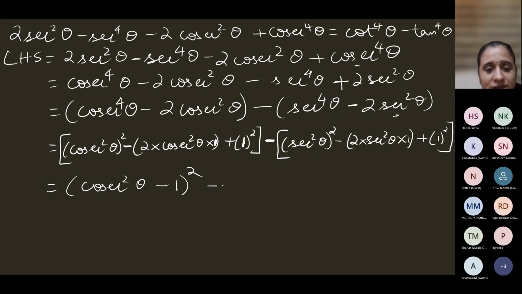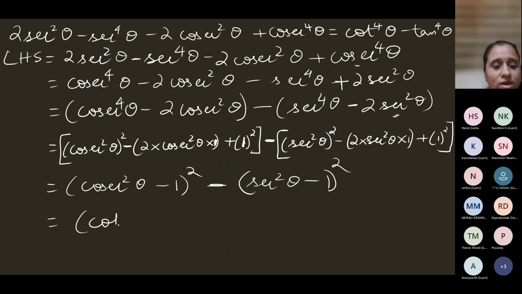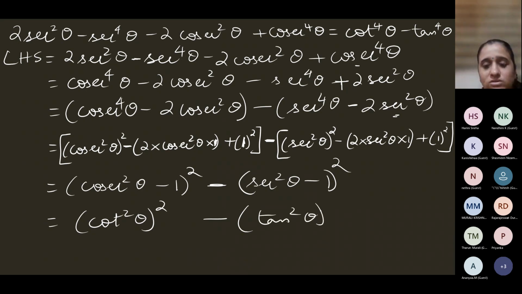This is in one bracket minus. The next one is like x square minus 2xy plus y square, which is x minus y the whole square. This is x. X minus y the whole square. X square minus 2xy plus y square. X minus y the whole square. X is secant square theta, y is 1. Now cosecant square theta minus 1 is cot square theta, the whole square, minus secant square theta minus 1 is tan square theta, the whole square.